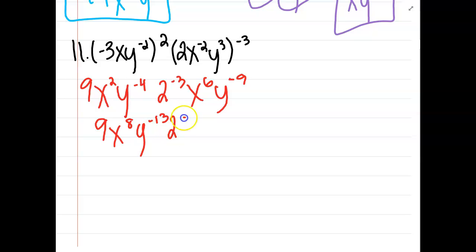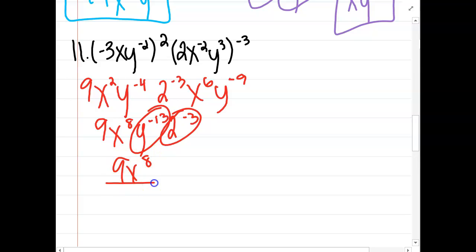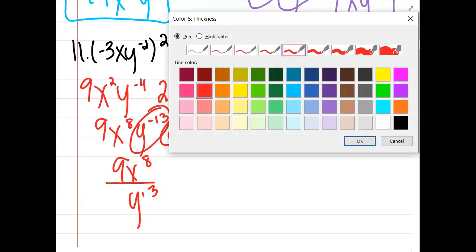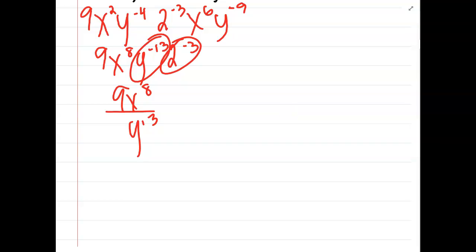Now I do still have the 2 to the negative 3rd. I still cannot evaluate those. And you also cannot multiply the 9 and the 2. Because here's the thing. That 2 has a negative exponent, which means that 2 goes in the denominator. You can't multiply by the 9 because the 9 is in the numerator, the 2 is in the denominator. You can't multiply those together. The y also needs to be moved. So the 9x to the 8th stays in the numerator. The y moves to the denominator. And the 2 moves to the denominator. The negative 3 becomes a positive 3.